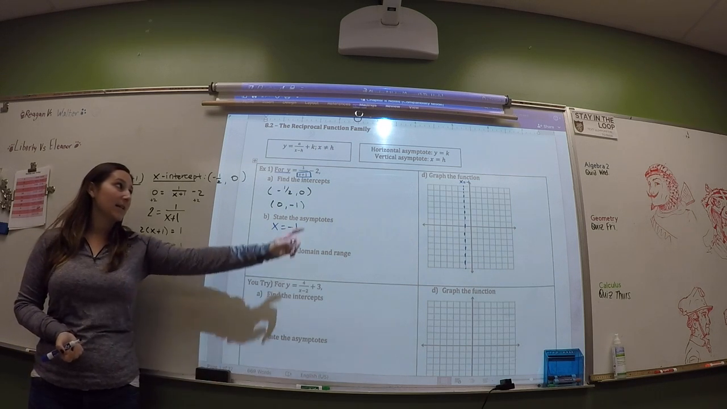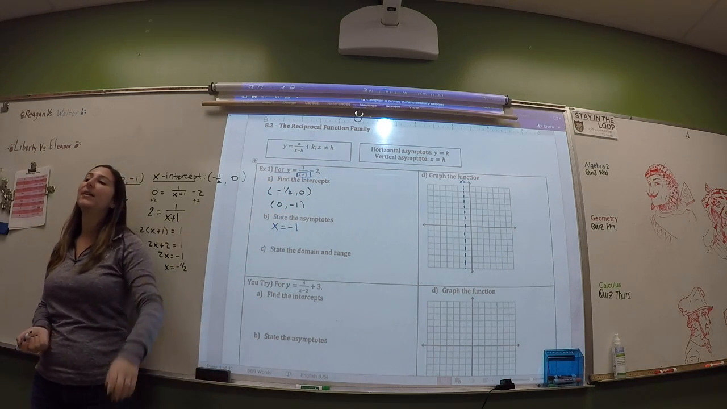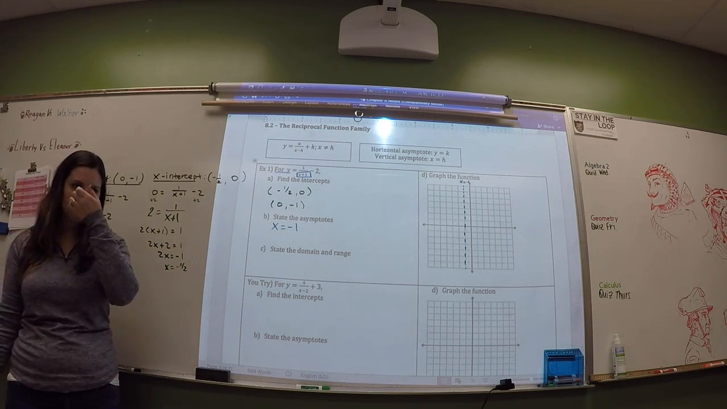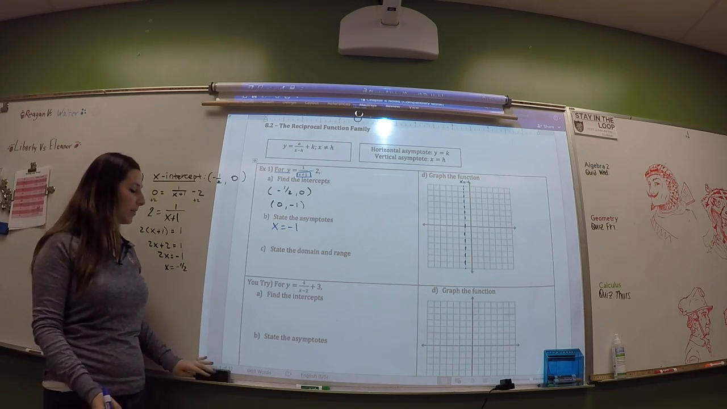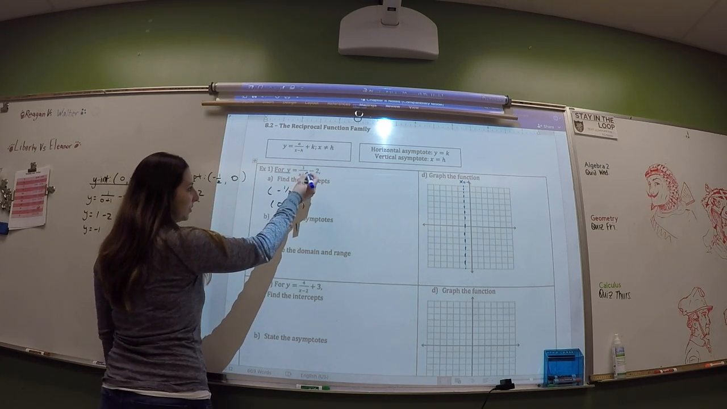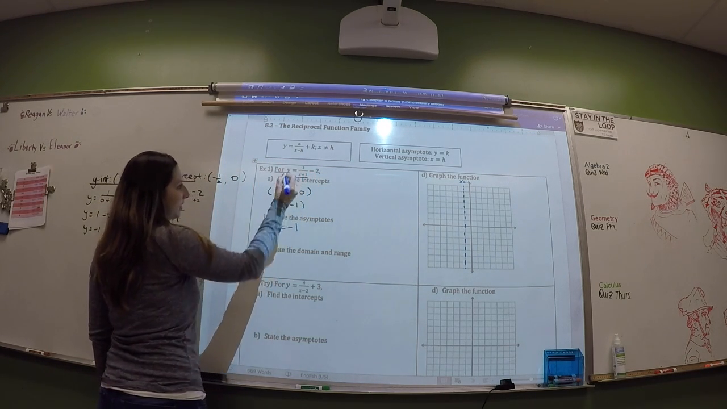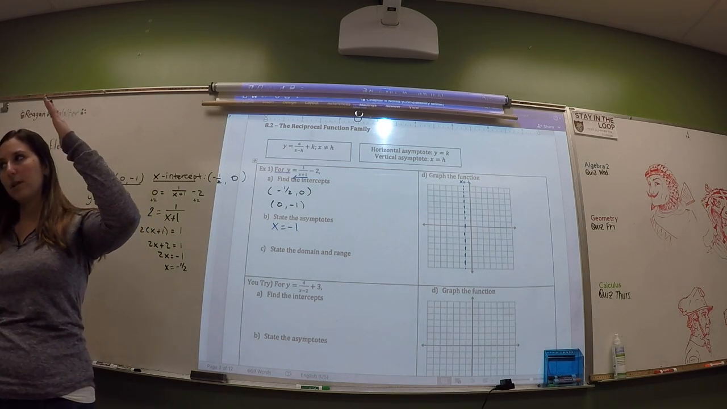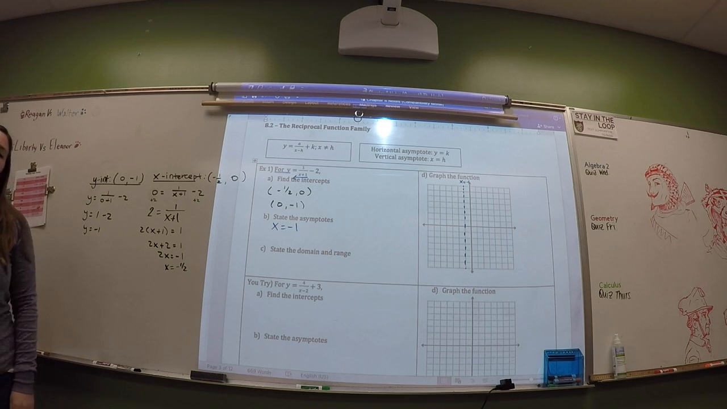Whatever x value makes this denominator 0 is bad, because we can't divide by 0. Another way of looking at that would be, since this is x plus 1, you know that's a horizontal translation to the left 1. So our asymptote that used to be at 0 is now left at negative 1.